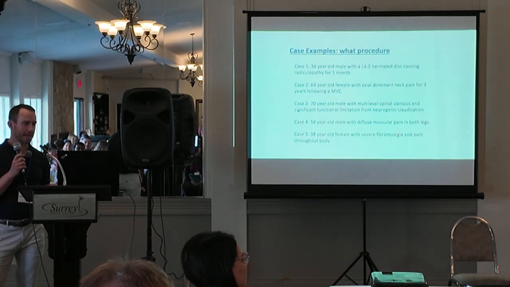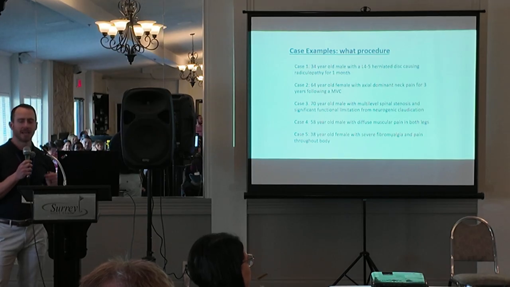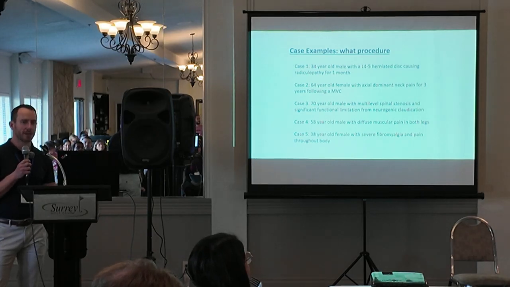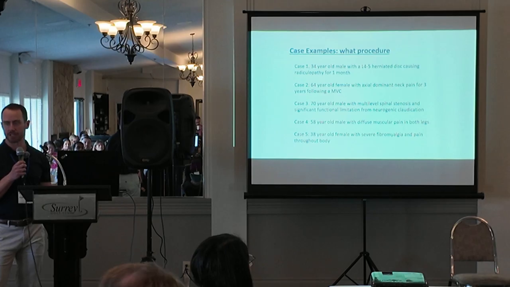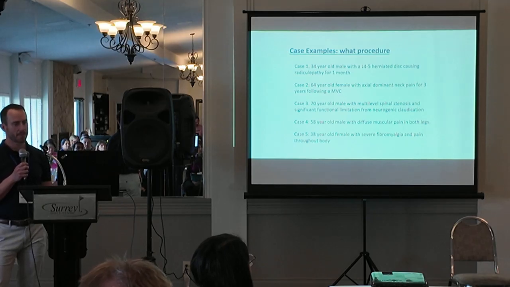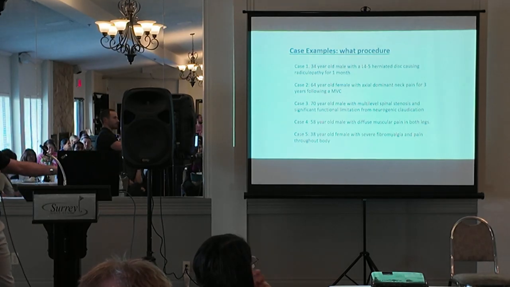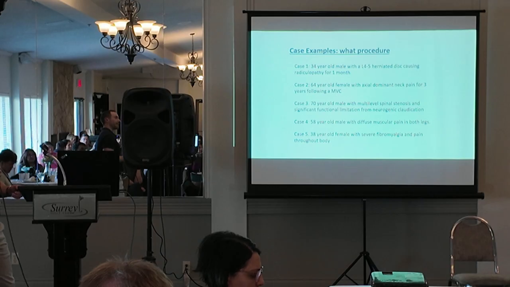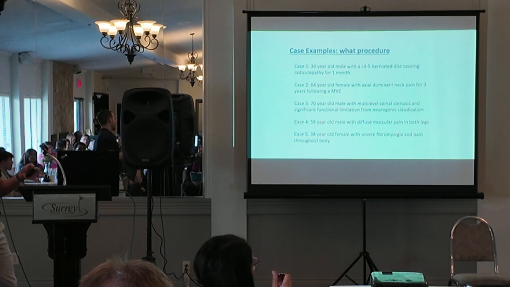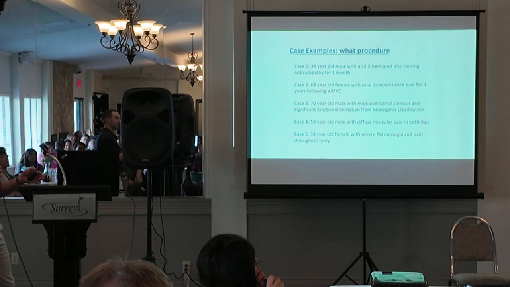So we'll run through some quick case examples. If people can take a stab at what you think should be done, if anything, for these patients in terms of procedures, that would be great. Feel free to raise your hand or just shout it out. Case one: a 34-year-old male with an L4-5 herniated disc causing radiculopathy for 1 month. What injection would you do, if any? No injection, physio. Yeah, good, physio. Awesome, that should get better.